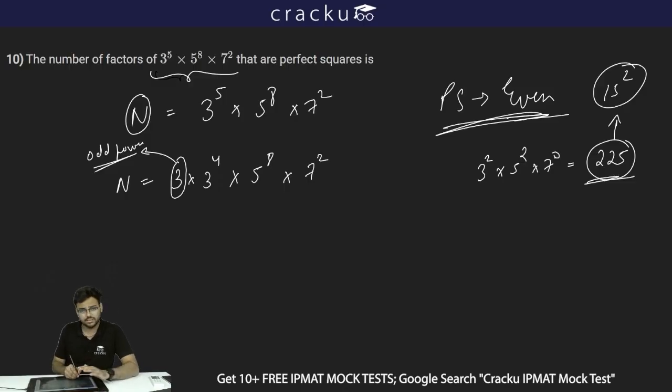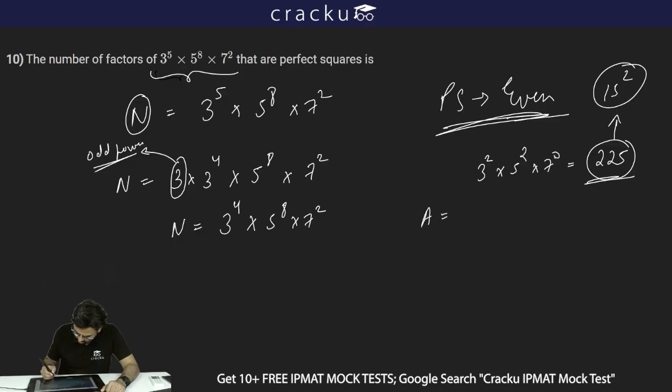So I can just remove this number. This can be n is equal to 3 to the power 4 into 5 to the power 8 into 7 square. Now I'll assume a is equal to 3 square, because I need a perfect square. So I'll take a is equal to 3 square, b is equal to 5 square and c is equal to 7 square, where a, b and c are certain numbers. A is 9, b is 25 and c is 49.